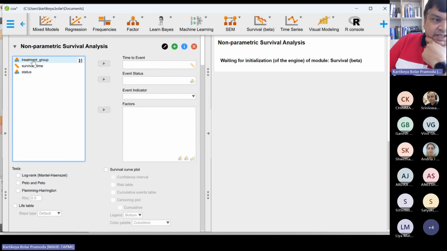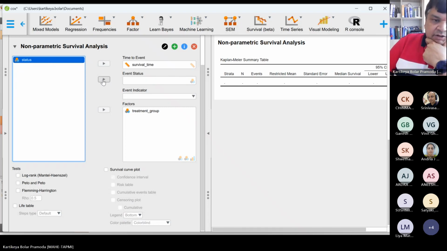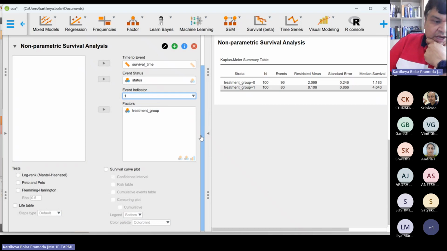Now you can see here that there is a treatment group, which I'll place in the factors, whereas my survival time, I'll keep in time to event. And the status would be in the event status. What is the event indicator? It is a binary variable, so it would be 1 and 0. And you can show the survival curve plot.